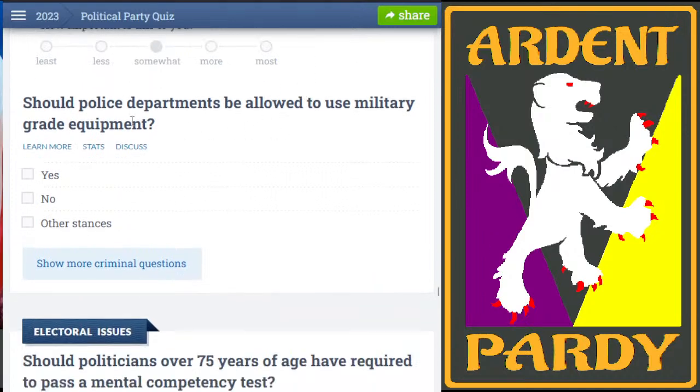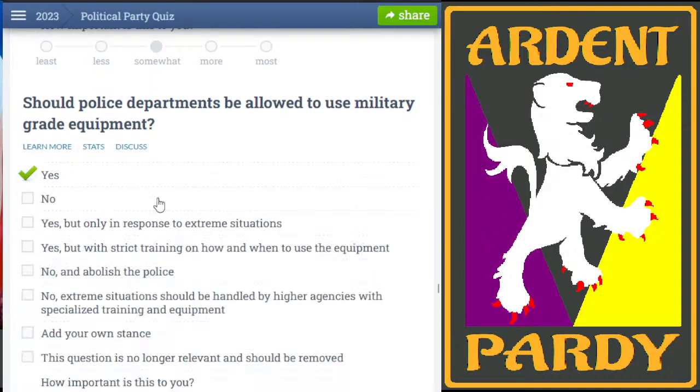Should police departments be allowed to use military-grade equipment? Yes. Because the criminals don't give a shit.